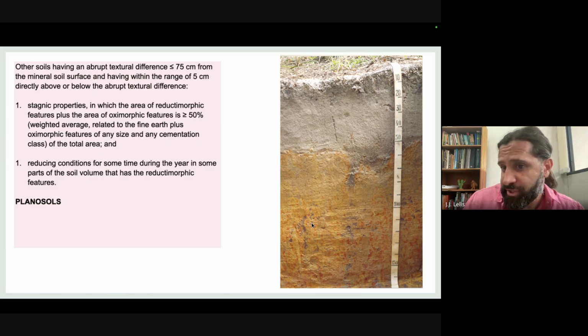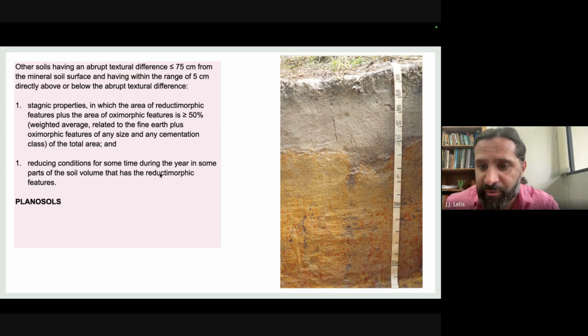If you register both, okay. If you just register one, also okay, but at least half of the volume of the horizon should register reductomorphic or oxymorphic features, and reducing conditions for some time during the year in some parts of the soil volume that has the reductomorphic features. So I must register reducing conditions.